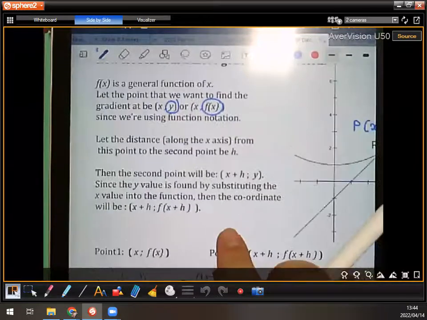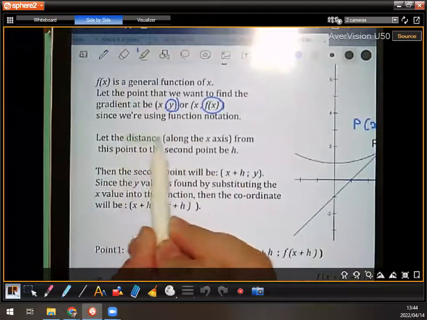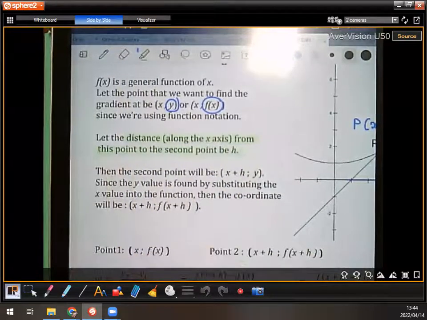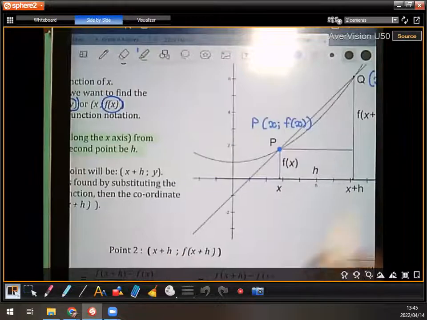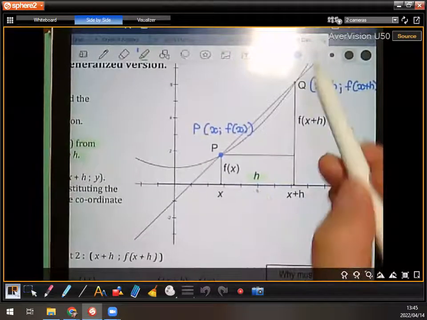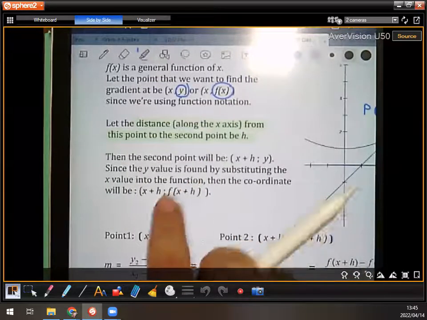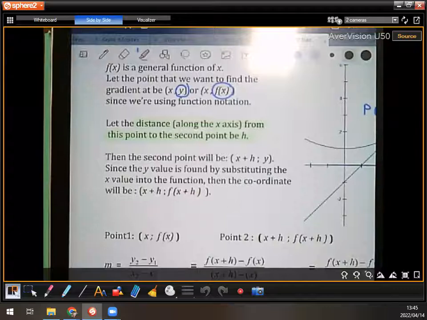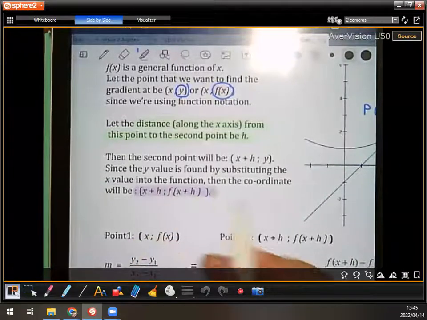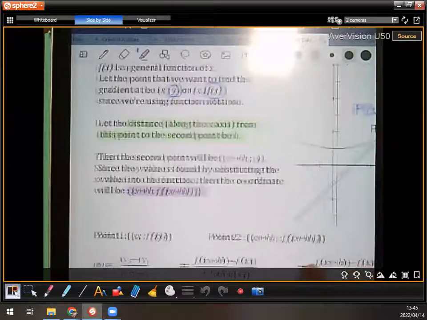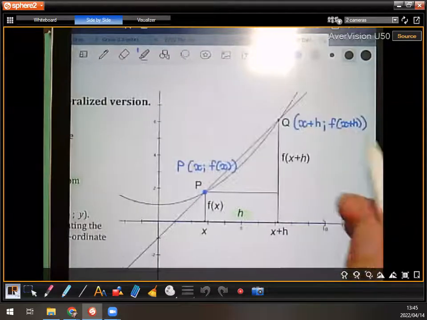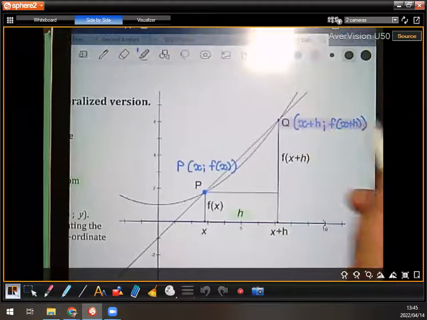Okay, so let's just quickly read what they're saying here. Let's also highlight this. The distance along the x-axis from this point to the second point is h. That's important. Okay, that is indicated there. There we have h. And now I think they are also giving the coordinates of the second point, but we already wrote that down. Okay, so the second point will be x plus h, and then the y value at x plus h, which we get by subbing it in like that. Okay, so we did already indicate that on our diagram. We've done that already. Okay, so that is Q.